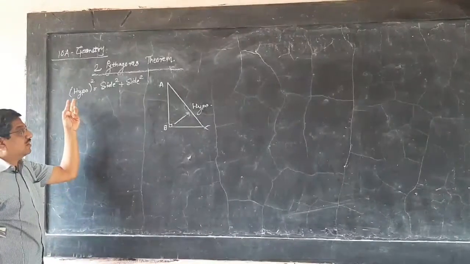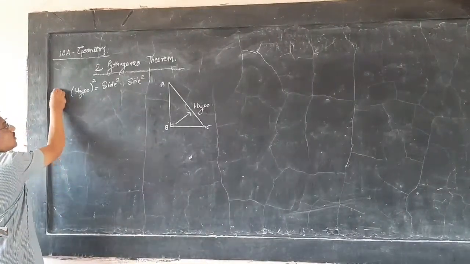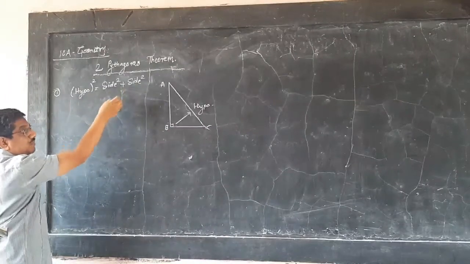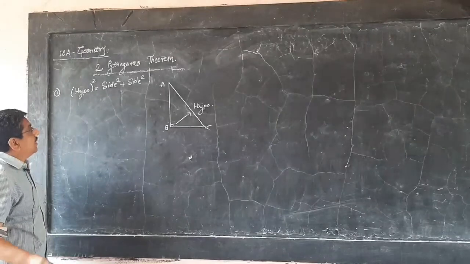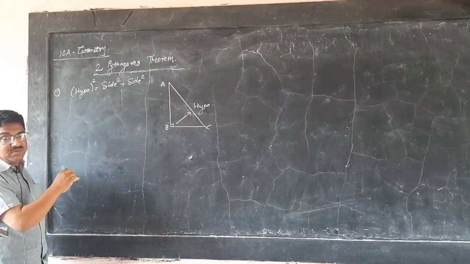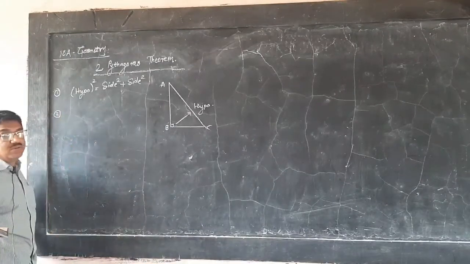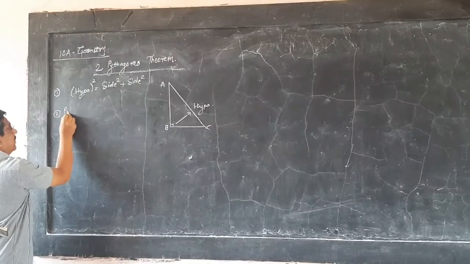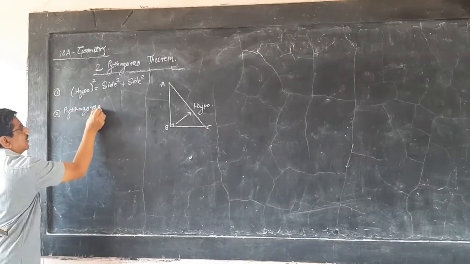It means in a right angle triangle, the square of hypotenuse is equal to the sum of the squares of the remaining two sides. This formula you have studied, you have solved the problems. And second point that you have studied, that is the Pythagoras triplet.